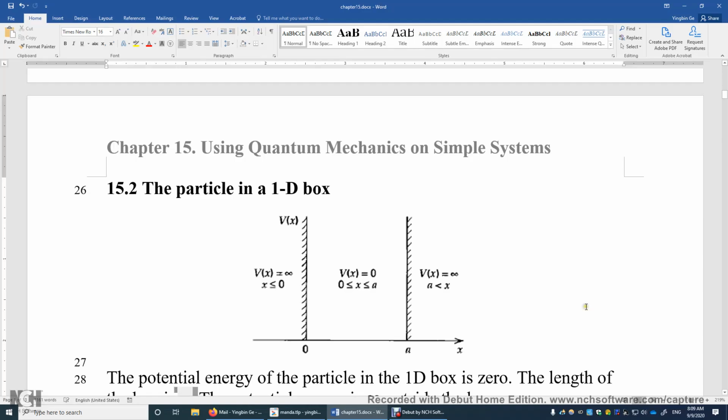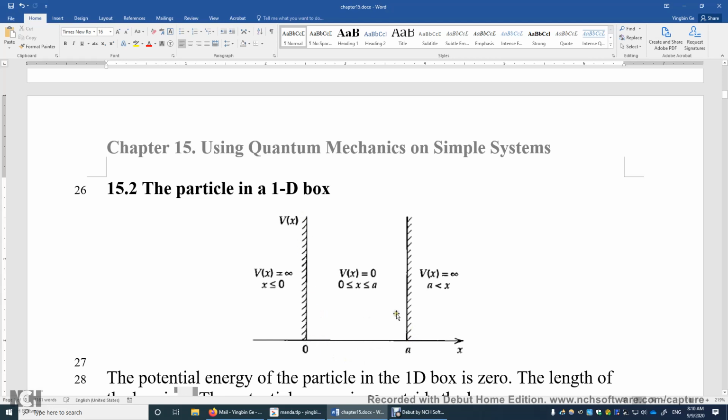Section 15.2. The particle in a one-dimensional box. In this section, we confine a particle inside this box from 0 to a. This is a one-dimensional box, so really it's actually a line. The particle can move on the line between 0 and a.